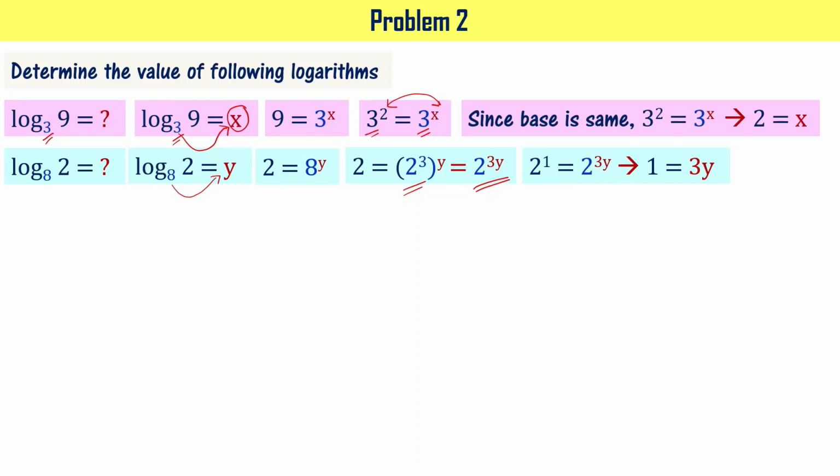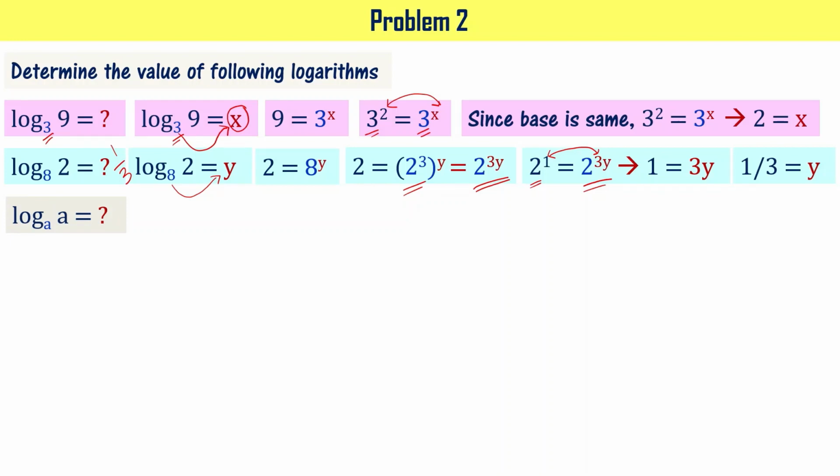Now, when you compare the bases, I can write 2 as 2 power 1 and 8 power y as 2 power 3y. When I compare, the bases are same, that is 2. That's why the powers are going to be equal. So I have 1 equal to 3y. It means y equal to 1 by 3, right? So the answer is going to be 1 by 3 here. Log 2 of base 8 equal to 1 by 3. Let's go to the next problem.